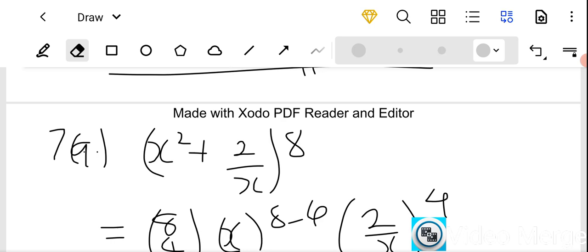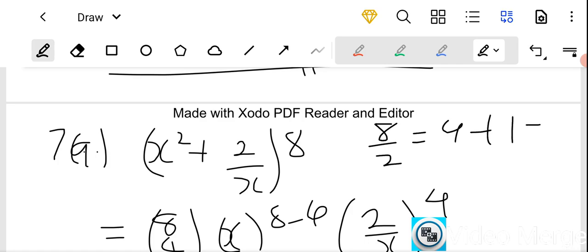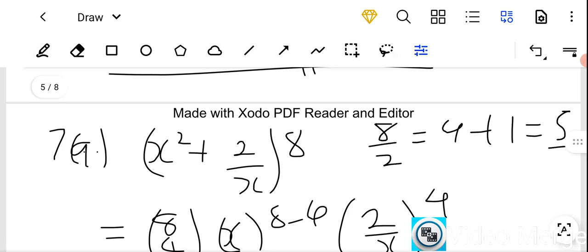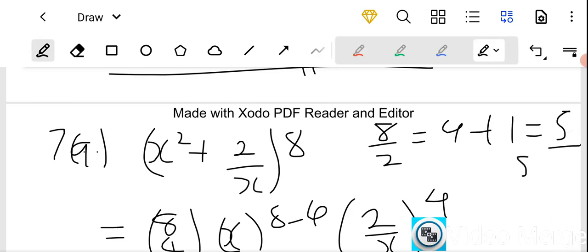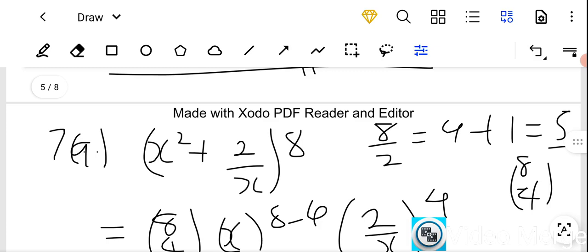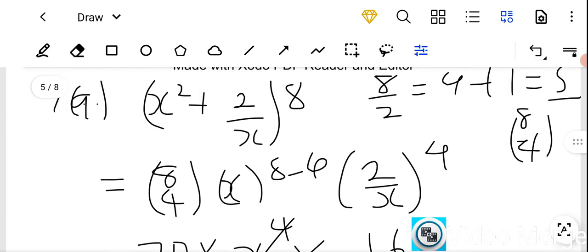But if you want to know the middle term, it will be 8 divided by 2, giving you a 4, plus 5, plus 1, which is going to give you a 5. That's your middle term. That's what you can use. But the binomial is 8 choose 4. Alright. Well, this is the fifth term.